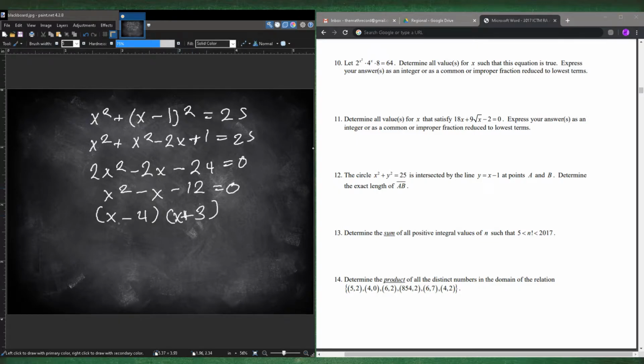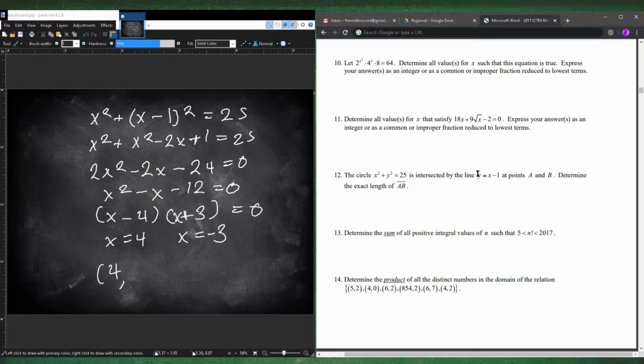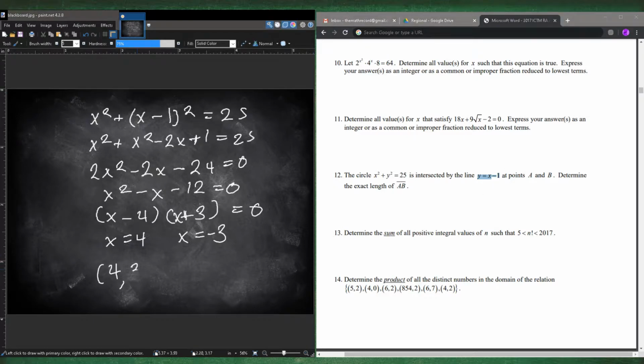Plus 3, right? So that's x squared plus 3x minus 4x, so that's minus x, and then minus 12. Okay, so that's equal to 0. So x is equal to 4, or x is equal to negative 3. So if x is equal to 4, then our y value, you can plug into our equation right here, right? So 4 minus 1 is 3. So this point is 4 comma 3.